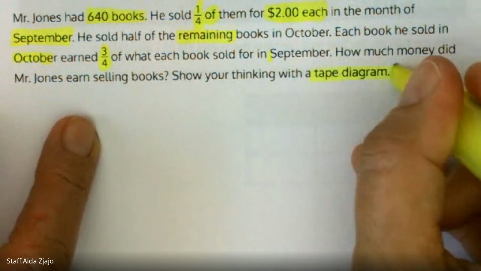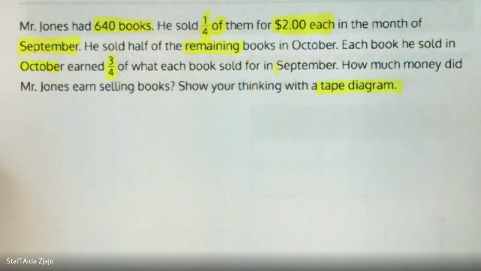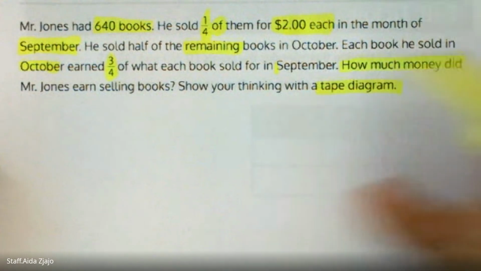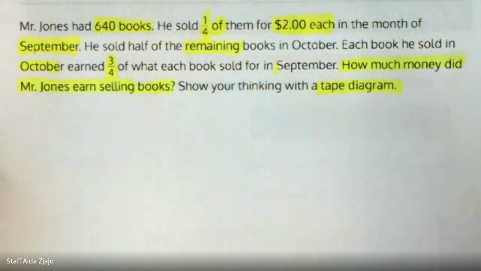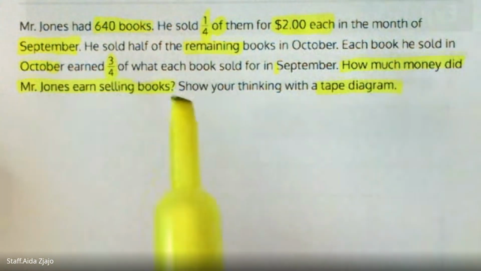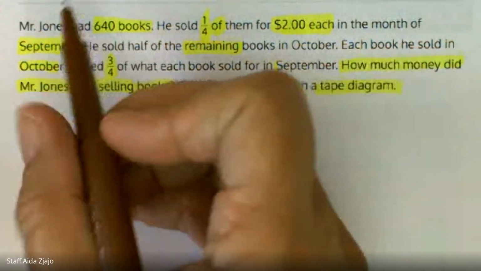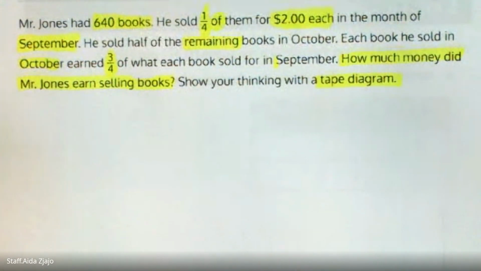So we should use a tape diagram. It looks like this is a multi-step word problem. We need to finally answer how much money Mr. Jones earned selling books. The story says he sold some in September and some in October, but each book sold was not the same price. So we're going to start with the thinking box. Mr. Jones had 640 books. That's what we're going to start with.